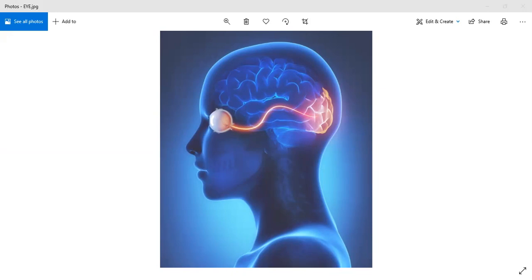Please, my question is, with the damage of the temporal lobe, can it happen that a person will be able to recognize shapes but be unable to recognize faces?